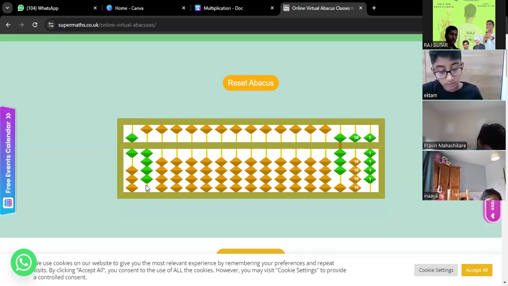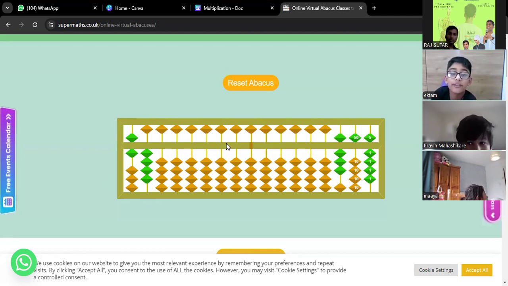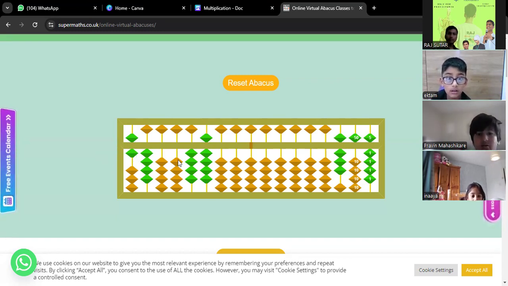So children, first 6 multiplied by what will we do? Inaya, 6 multiplied by which number? 6 multiplied by 8 is 48. So 48 I will write on this rod, right? Then Inaya, tell me, 6 multiplied by which number do I do second? Five. So 30 I will write over here, right? 6 multiplied by 5. 3 over here, minus 7 plus 10, 30 done. And 0 over here, is it?